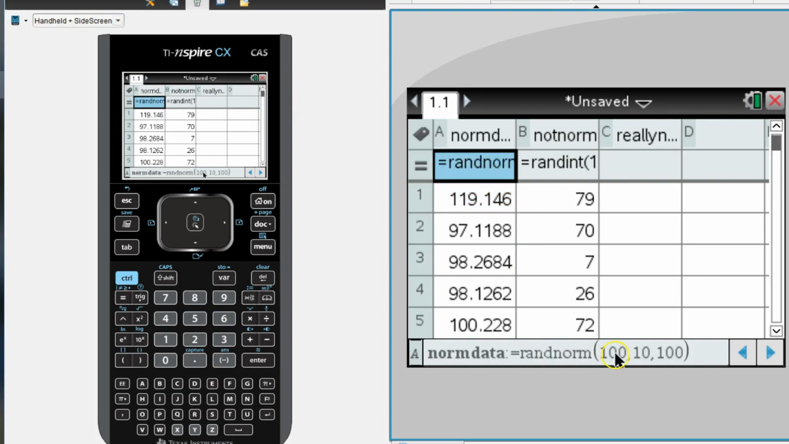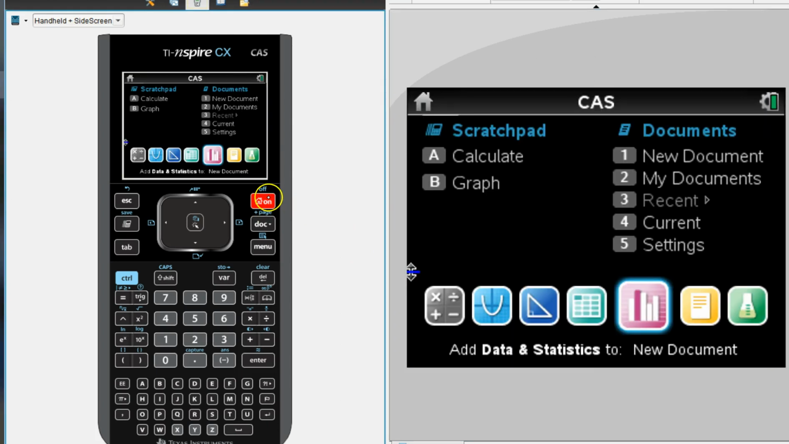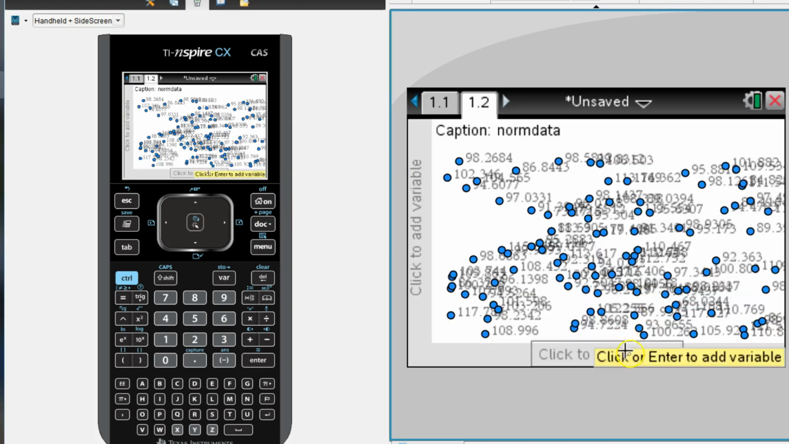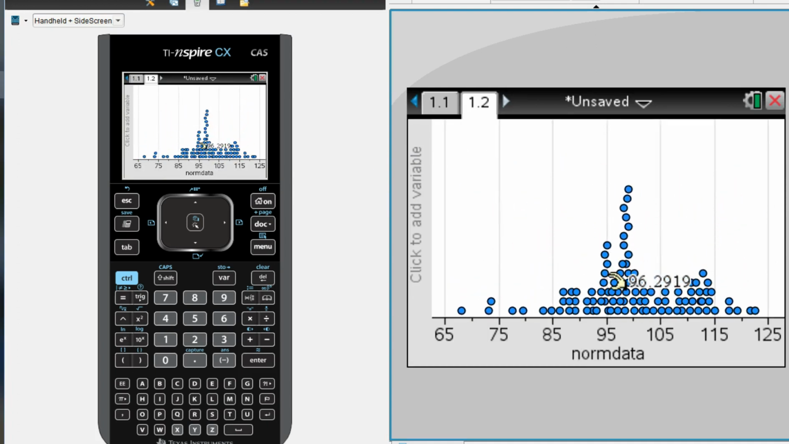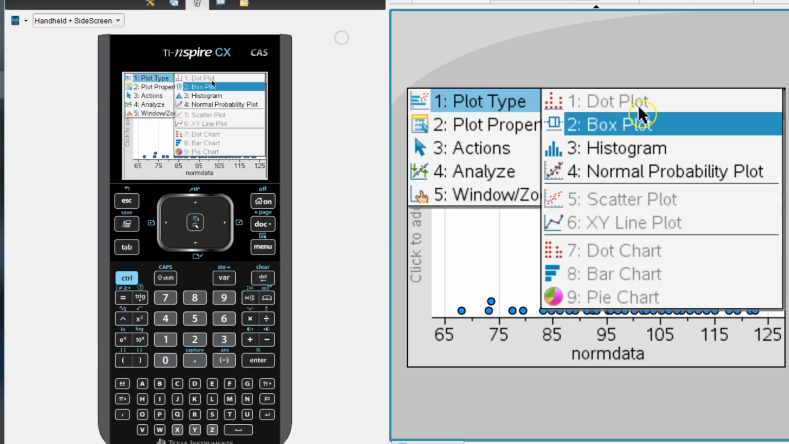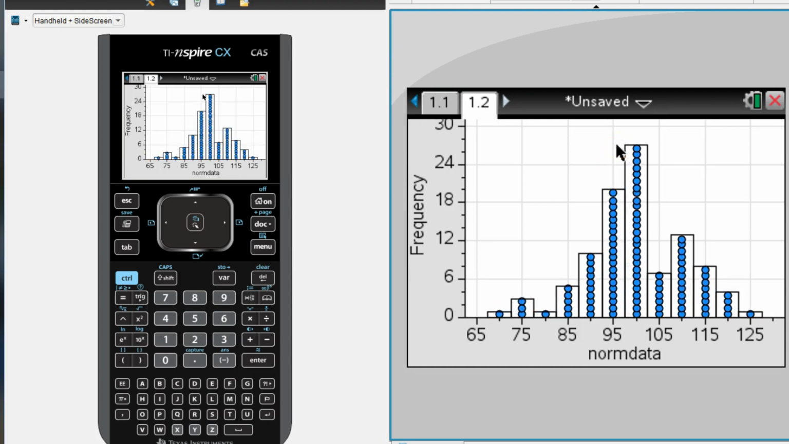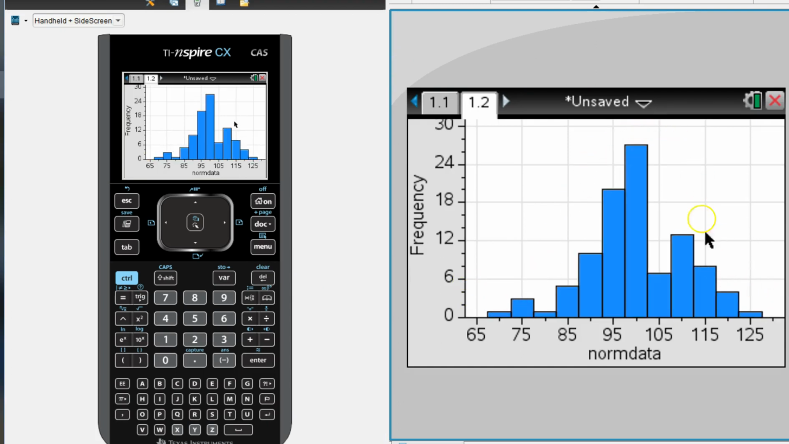So randNorm(100, 10, 100). I got those 100 numbers. If I were to graph those on my normal data, it's hard to tell, but it looks mostly normal. I could make that into a histogram, and I'd say it's roughly normal. With 100 numbers, it goes to a peak and falls down about evenly. Yes, there are some gaps that happen sometimes, but this is roughly normal.